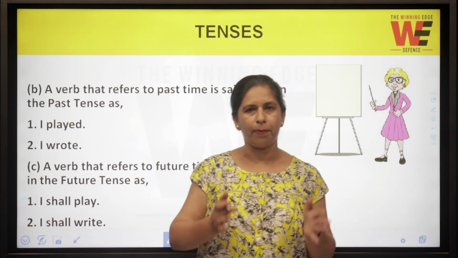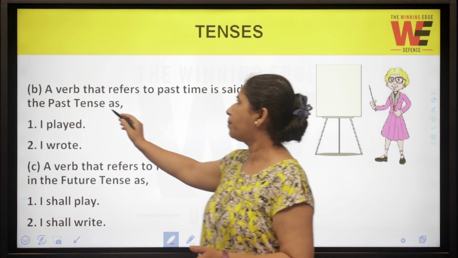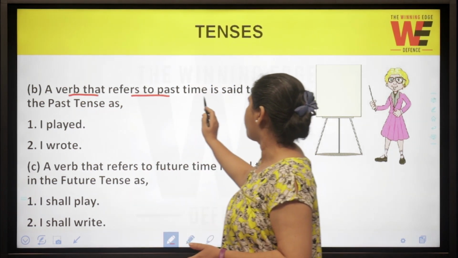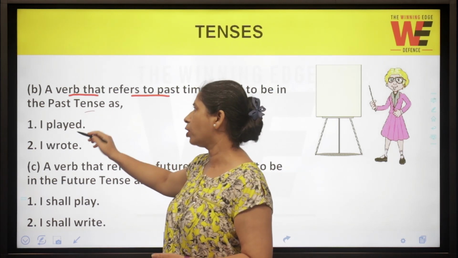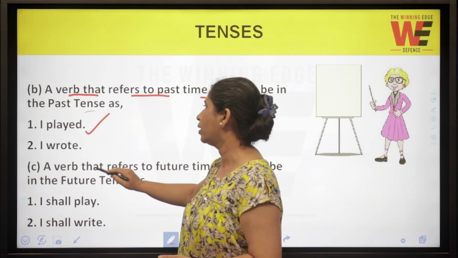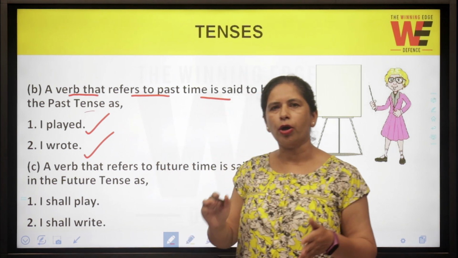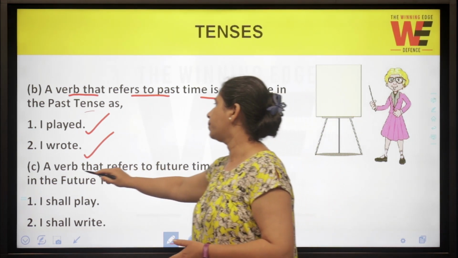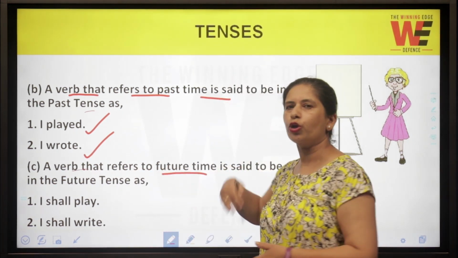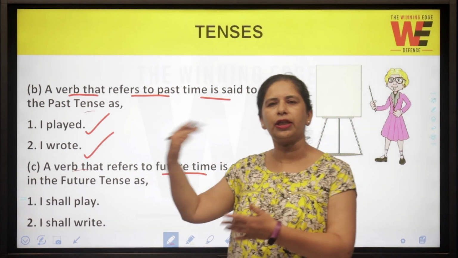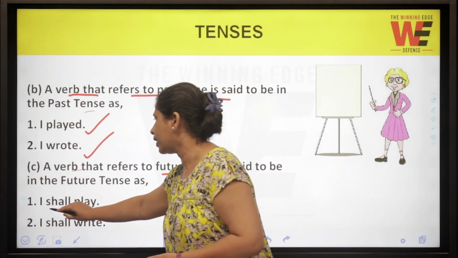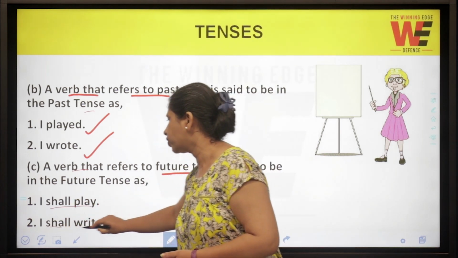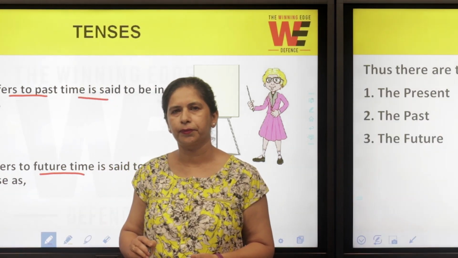When you're talking about the past tense, the verb that refers to the past is said to be in the past tense, जैसे कि something that has already happened. For example, I played or I wrote. But when we are talking about the future tense, the verb is referring to future time, जो कि होने वाला है. जैसे I said that 3 years from now or next year or next week, so you are using I shall play or I shall write over here.